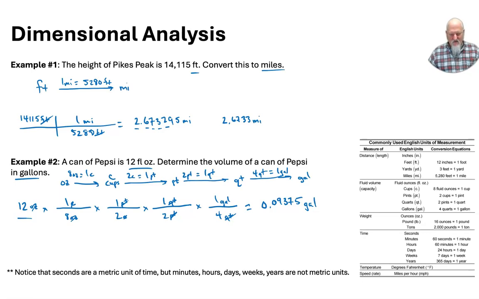Two significant figures here. These are all exact. So the leading zeros are not significant. So only the 9 and the 3. After the 3 is a 7, so I'm going to round the 3 up. So 0.094 gallons would be my answer.